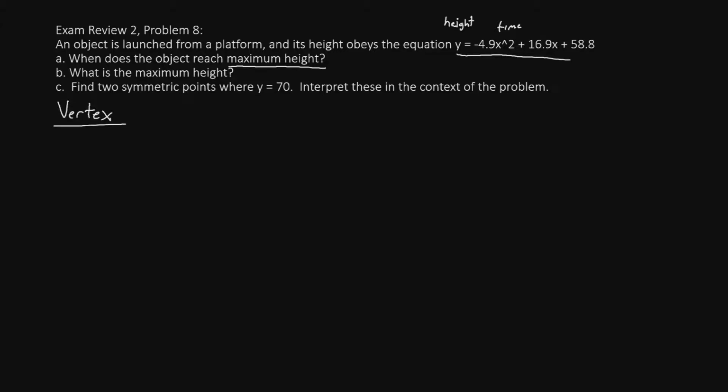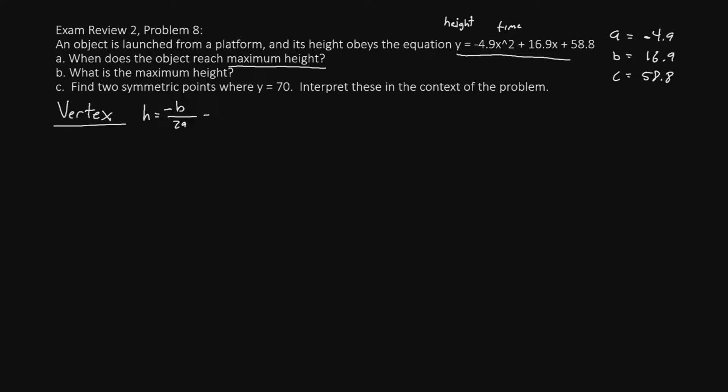Let's remember the vertex formula. H equals negative b divided by 2a. Let's go ahead and find a and b from this equation. The number next to x squared is our a, that's negative 4.9. The b will be next to x, that is 16.9. And the c will be the number with no letter, 58.8.